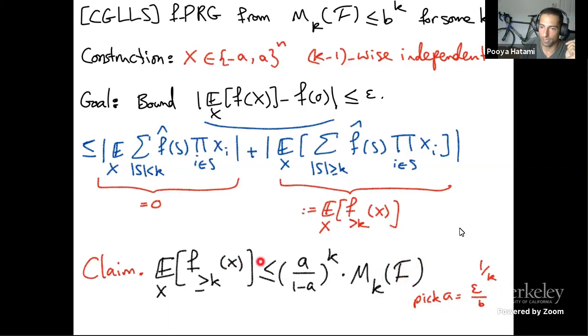So the whole idea is to try to use the fact that the family F is closed under restrictions, and we have a bound on all the restrictions or variations of f. Okay, and if we could prove this claim, then you can see that if you pick a to be something like epsilon to the 1 over k over b, then this will allow us to bound this term, which was our error term, by epsilon. Good. So how do we prove this claim?